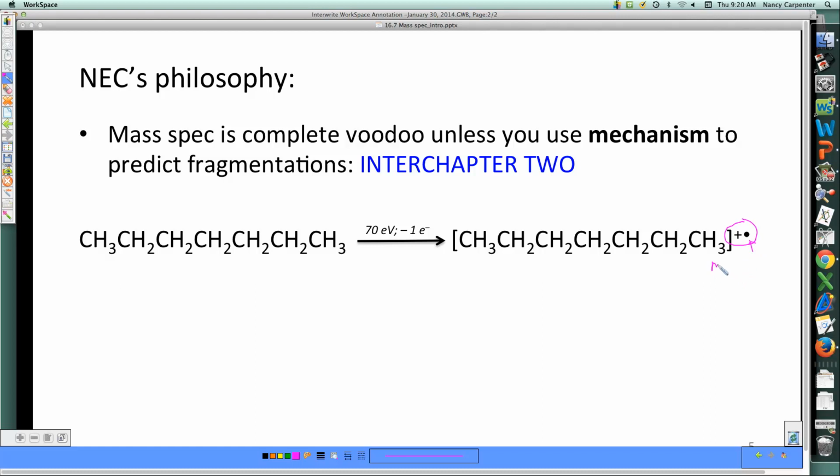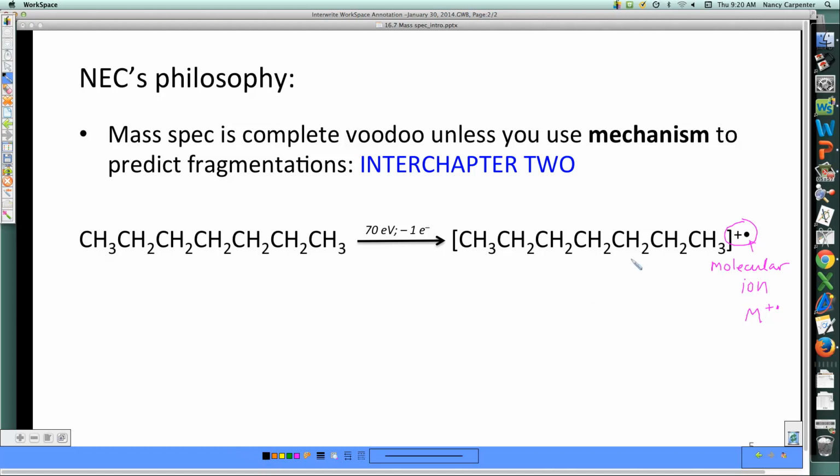So this is a symbolism of my molecular ion, often abbreviated M plus dot. So that's the molecular ion. And again, whatever the molecular weight of hexanes is, this molecular ion will have the same molecular weight because the mass of an electron is so infinitesimally small.